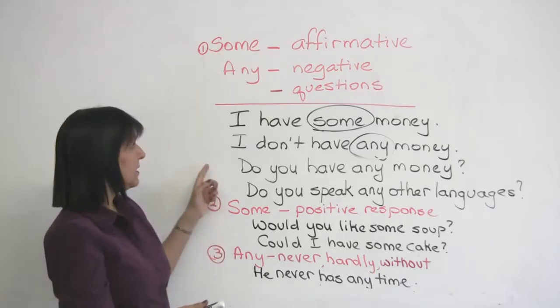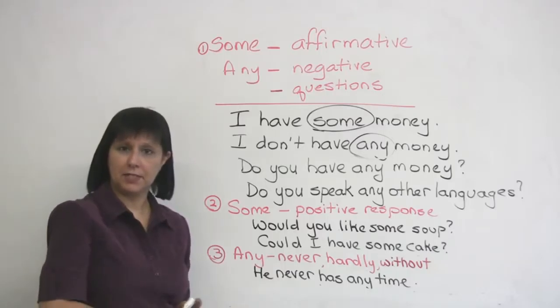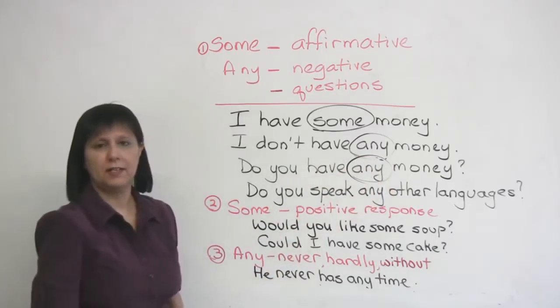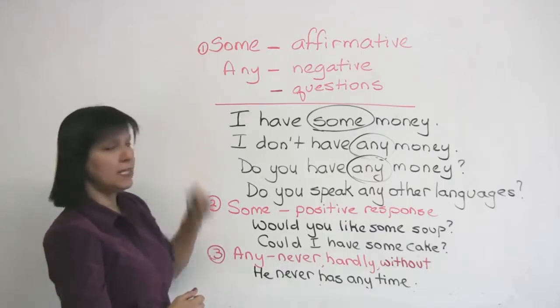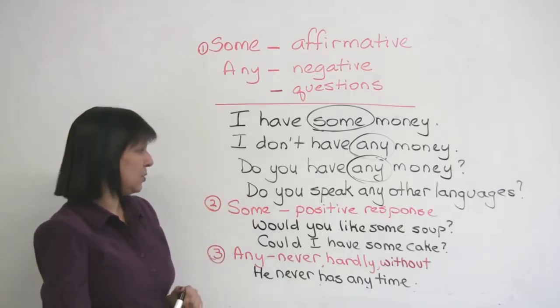Alright? Next one. Do you have any money? Right? Now it's a question. So again, we are able to use the word any and not the word some. Alright? That's generally how it works.